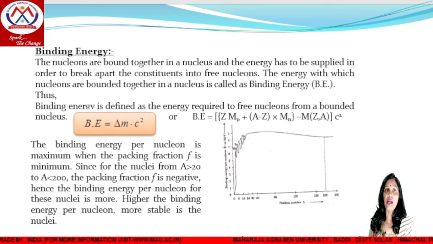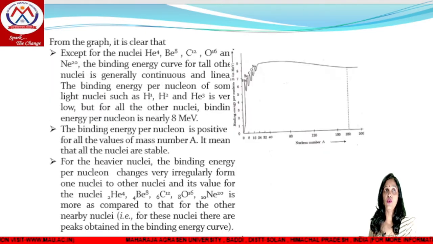Hence, the binding energy per nucleon for these nuclei is more. Higher the binding energy per nucleon, more stable is the nuclei. From the graph, it is clear that except for the nuclei helium-4, beryllium-8, carbon-12, oxygen-16 and neon-20, the binding energy curve for all other nuclei is generally continuous and linear.